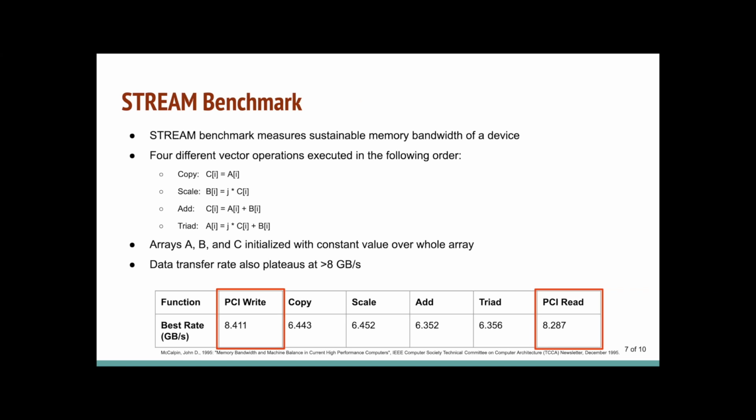And then we used the STREAM benchmark to measure the FPGA data transfer rates. The STREAM benchmark aims to measure the sustainable memory bandwidth of a device using 4 different vector operations executed in the following order: first copy, scale, add, then triad. Arrays A, B, and C are initialized with a constant value over the whole array. And we can see from these STREAM benchmark results that the data transfer rate for our FPGA is also over 8 gigabytes per second.